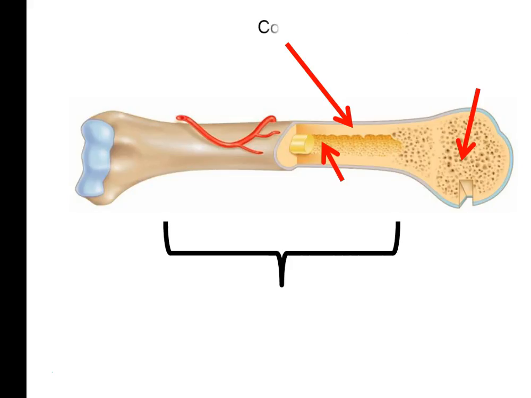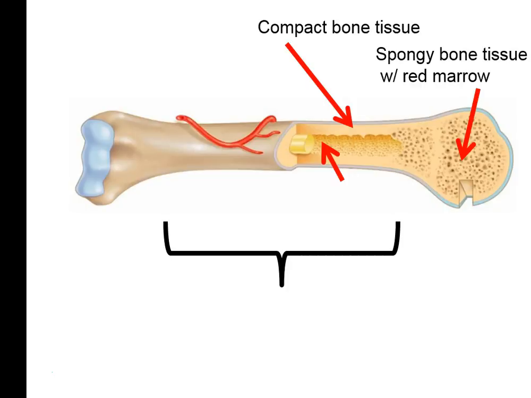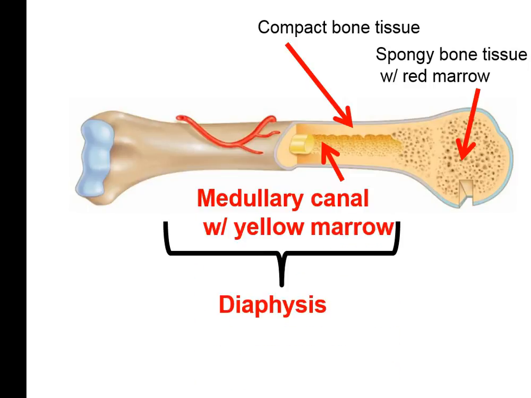So let's label. We've already done compact and spongy. Now let's label the shaft or the middle part of the long bone called the diaphysis, and then inside the shaft is the medullary canal where we find yellow marrow, the fat.